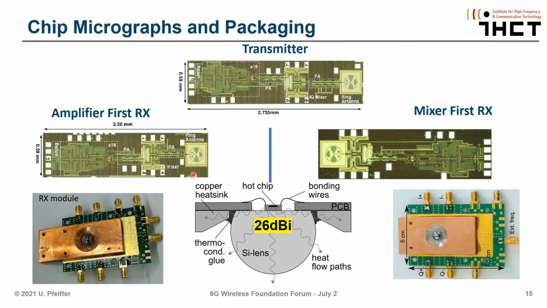Now here you see the chip micrographs and the packaging of the related hardware. On top you have the transmitter. You see on the left side the amplifier first receiver and the mixer first receiver on the right side. And you see that the hardware modules all look the same. We use a chip that's directly attached to a silicon hyperhemispherical lens. And then we use regular wire bonding and attach it to an FR4 printed circuit board. So the board technology is not particularly expensive. And all the RF capabilities and circuits are within the chip, so we don't really have to feed high frequency signals onto the printed circuit board.